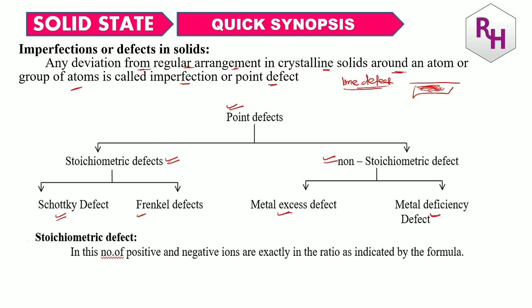Remember, why do we call this the stoichiometric defect? Because stoichiometric means ratio. Remember, stoichiometric means fixed ratio. So in this type of defect, the positive and negative ion ratio remains the same, exactly the ratio indicated by the formula. That is why we call this a stoichiometric defect. In non-stoichiometric, the ratio is going to change.